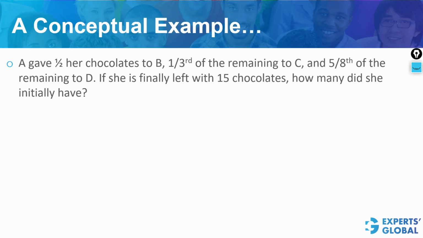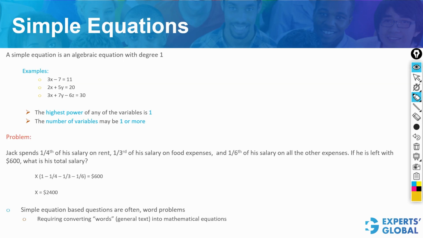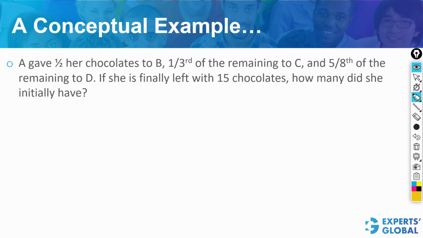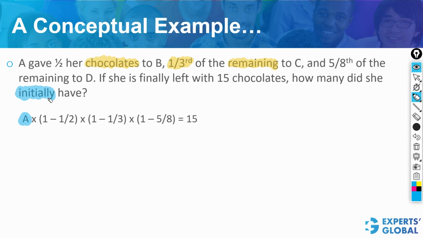This problem is a bit different from the last one because in the last problem, these fractions were of his total salary. But in the next problem, the later fractions are of the remaining chocolates and not the total chocolates. Therefore, the equation would be a little bit different. If we assume that A is the number of chocolates she initially had, then after giving half her chocolates to B, she would be left with A times (1 minus half) chocolates. Now, out of these remaining chocolates, she gives 1/3 to the next person. So she would now be left with these many.